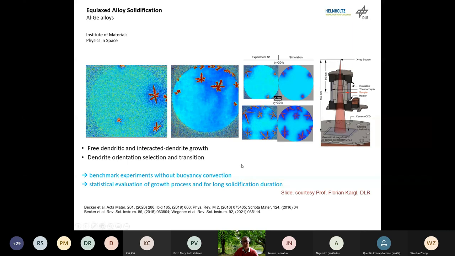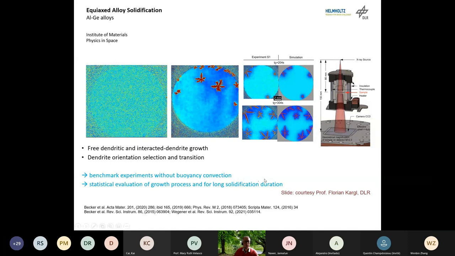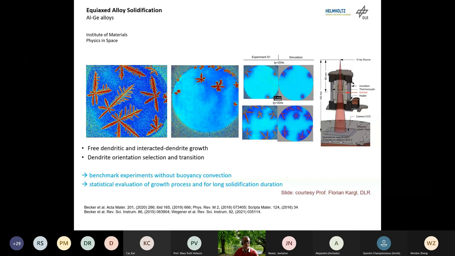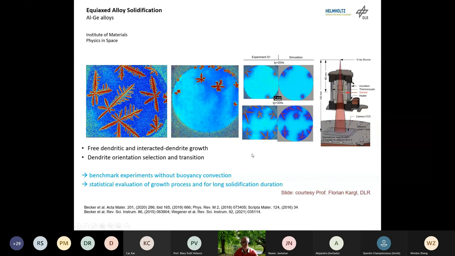DLR have also developed an isothermal furnace for a study of solidification, in this case equiaxed. And what they've managed to do here is isolate the red dendrites from the blue liquid, but also the chemical composition of the liquid is shown by the deepness of the hue of blue. So you can see the solute being rejected by the growing dendrites. And there is a plan as well to use this equipment in microgravity.